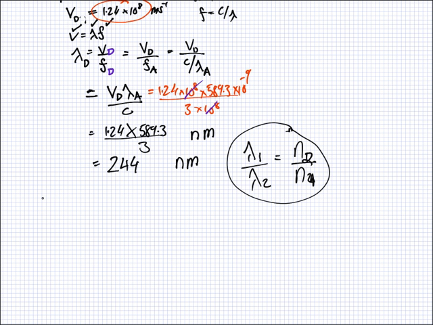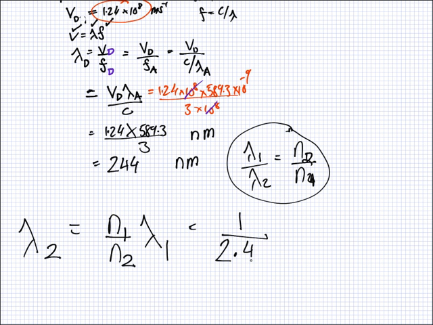I'm looking for lambda 2. Lambda 2 equals n1 over n2 times lambda 1. Okay, we're good. 1 over 2 point, what was it? 417. And then the lambda 1 was 589.3. Okay. Now give me the good news. Tell me that works out to be 244. Yeah, it does. Nice. 243.81.